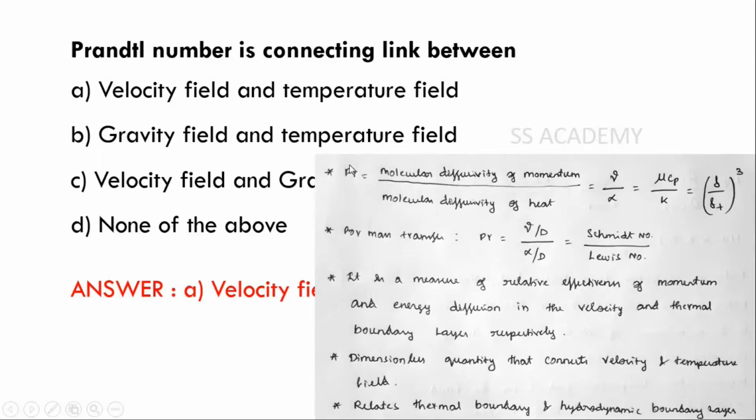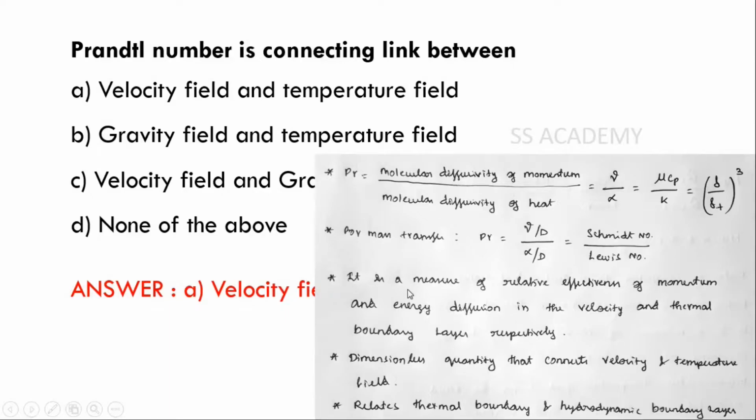The very important points related to Prandtl number, all the points I have listed. You can write the Prandtl number is the ratio of molecular diffusivity of momentum divided by molecular diffusivity of heat, that is nu divided by alpha. In terms of formula you can write mu Cp divided by k, and in terms of boundary layer thickness you can write delta divided by delta T whole cube. For mass transfer Prandtl number you can define nu divided by D over alpha divided by D, that is Schmidt number divided by Lewis number.